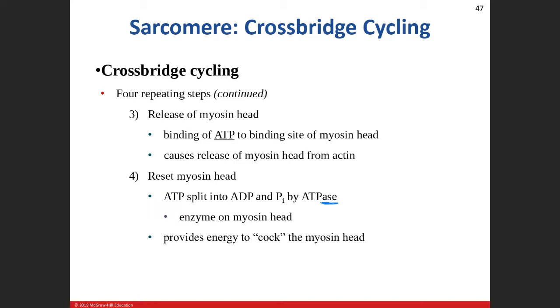We'll talk more about this later on, because this can actually occur quickly, for quick muscle contractions, or it can happen slower. So that plays a role. We'll talk about it maybe today, if not today, the next class. So this enzyme splits the ATP into ADP and inorganic phosphate, and that gives us the energy to reset the head, or what we call cock the head.